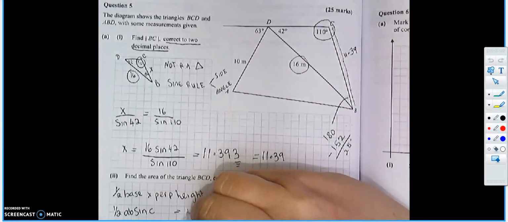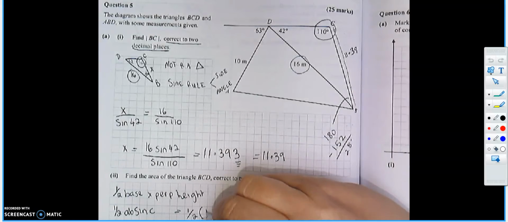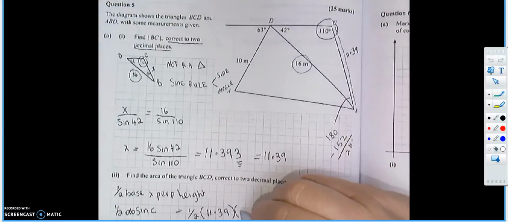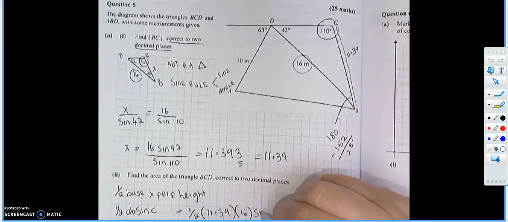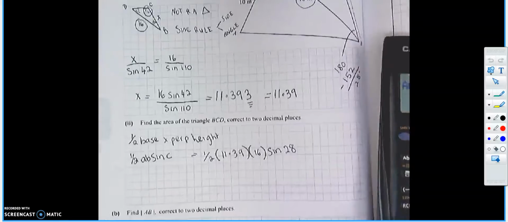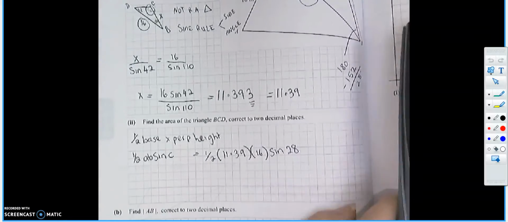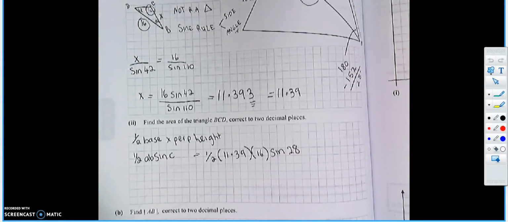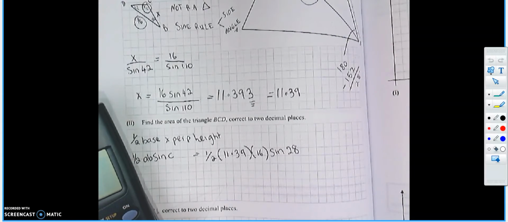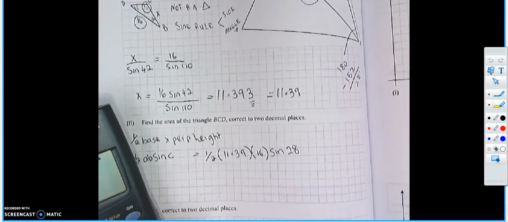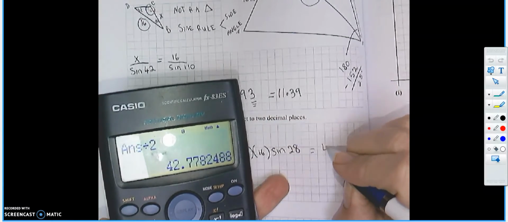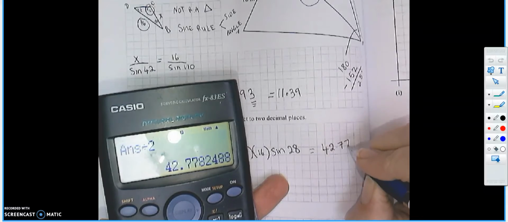So in terms of this triangle, I'm going to use this side, and the angle in between. So I go half times 11.39 times 16 times sine 28. I plug them into my calculator: 11.39 times 16 times sine 28 equals, and divide it all by 2. And I get the area is equal to 42.778.